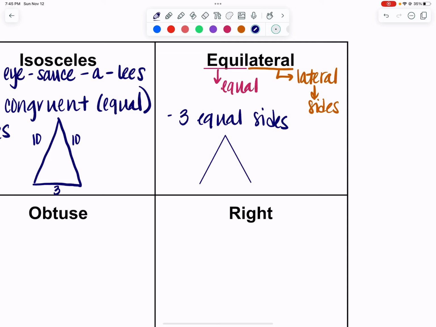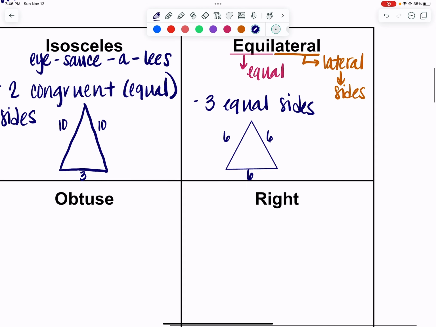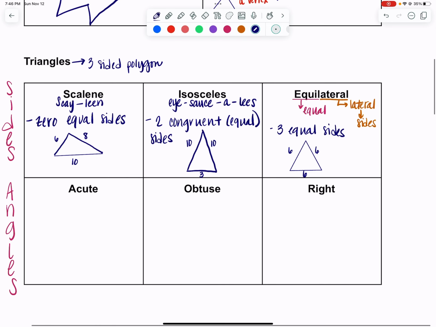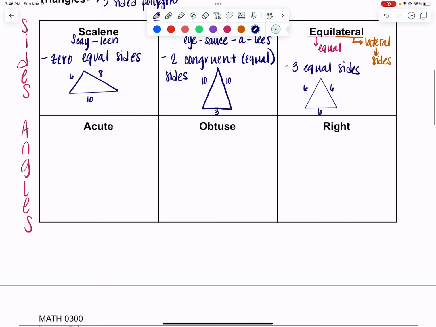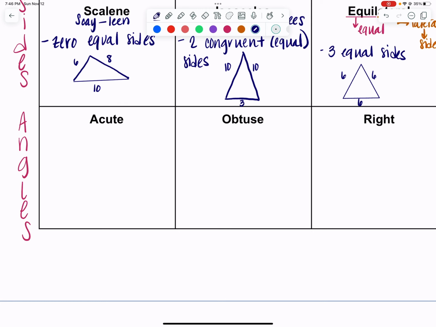And I'm going to tell you now, these are not all going to look the same, but they will be the same because I'm going to mark them that way. So you have equilateral with 3 equal sides, isosceles with 2, and scalene with 0 equal sides. So we're going to switch gears and take a look at classifying by angles. We have 3 options there. We have an acute, an obtuse, or a right.